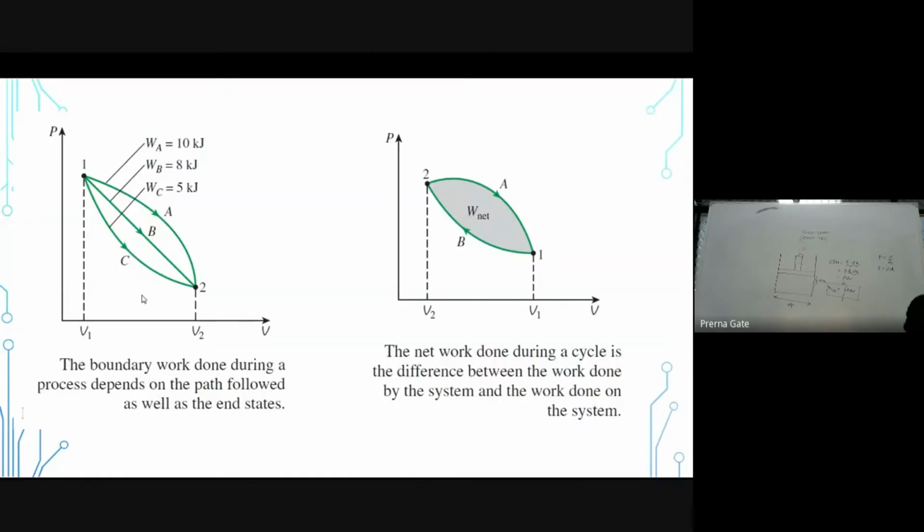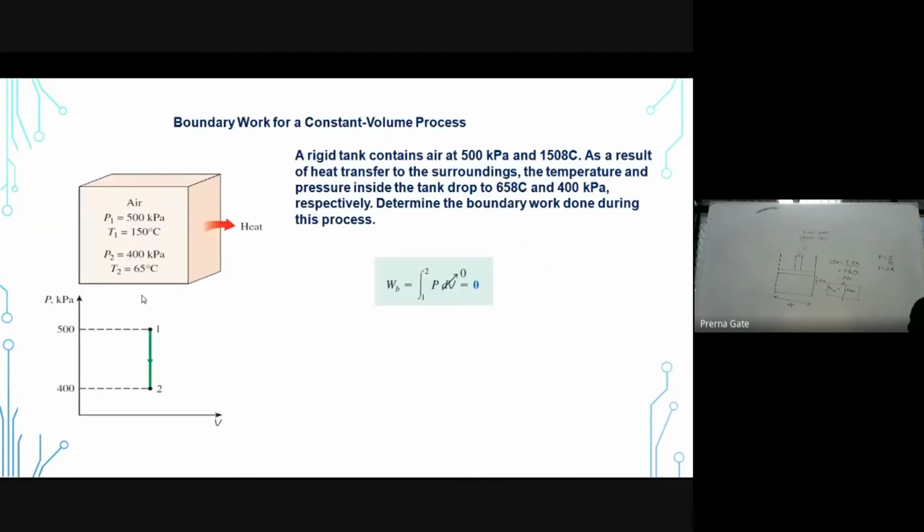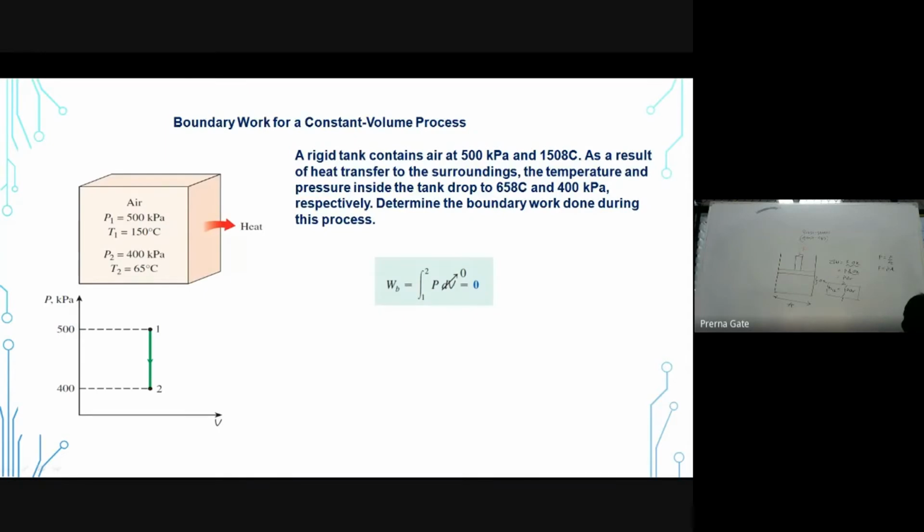In the second PV diagram you can see the net work done during a cycle, and it is the difference between the work done by the system and the work done on the system. You can easily calculate it by subtracting these two. Now let us consider certain processes. I will show it to you on the board.